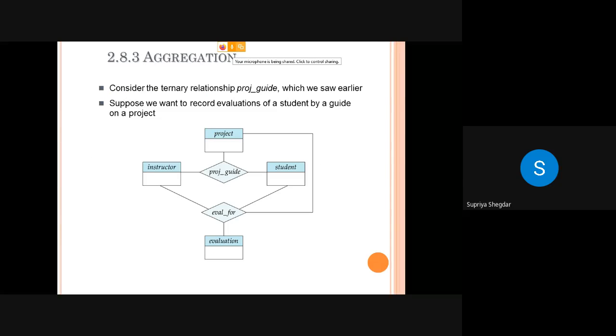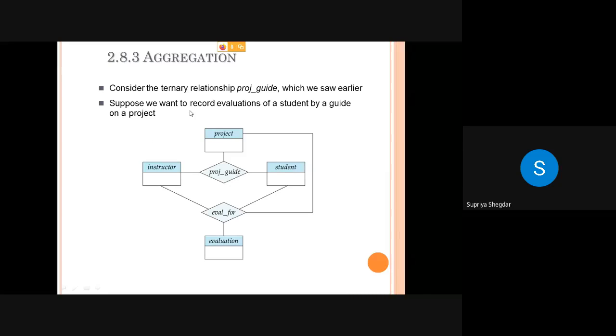And the last ER feature is the aggregation. Simply, aggregation is nothing but we can represent a relationship between relationships. It is called aggregation. Consider here the ternary relationship, that is the project guide. This project guide is the ternary relationship between the project, instructor and the student.